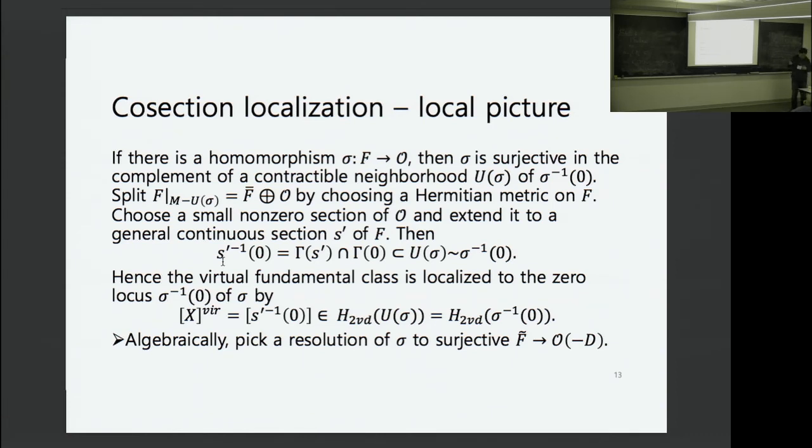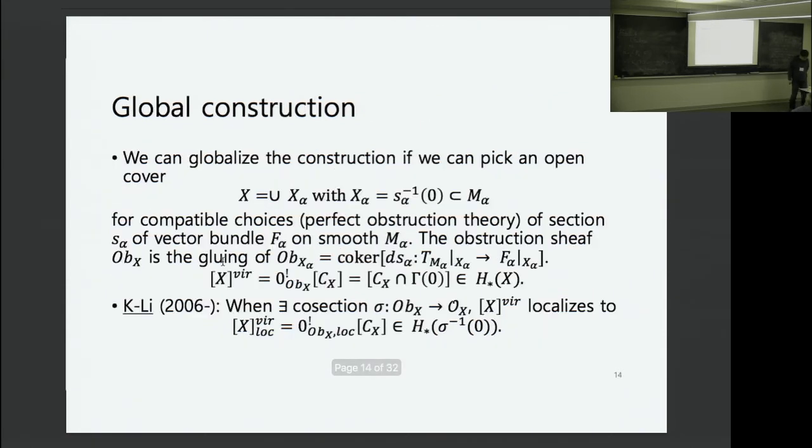Now we want to make it global. So far the description of the virtual cycle and cosection localization is a local description. So how do you globalize this? As I mentioned, locally we can always write your X as the zero locus of a section s alpha of a vector bundle F alpha on M alpha. M alpha is smooth. That's always possible.